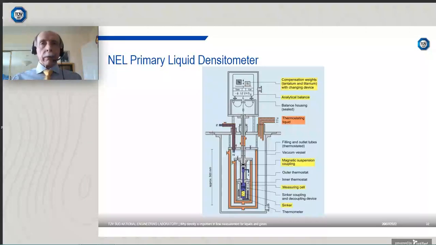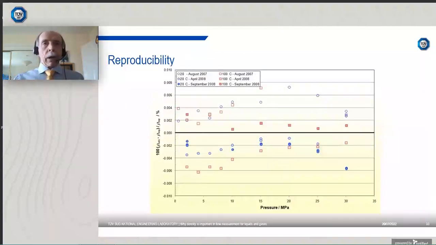That's what it looks like, a complete system. So the quartz sinker immersed in the fluid whose density we're measuring, its apparent mass is transmitted through the wall of the pressure vessel by a magnetic coupling system out to the microbalance. How good's the performance? Well, over the course of the project, we made repeat measurements.